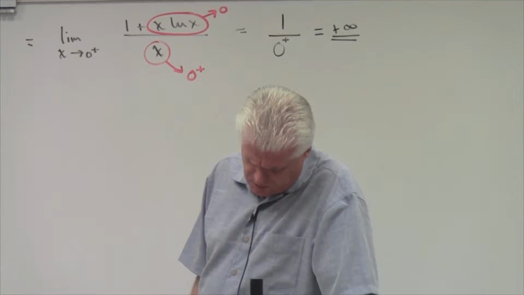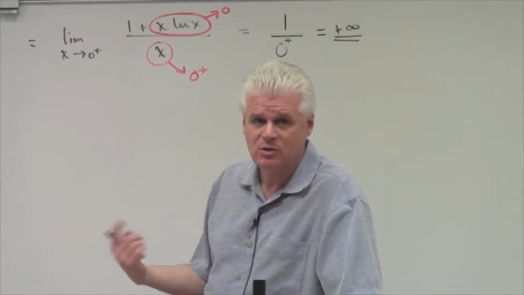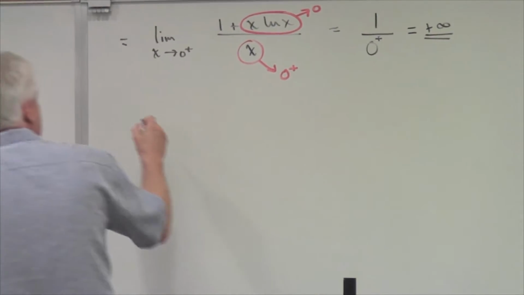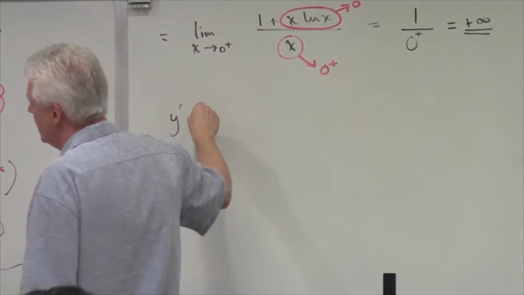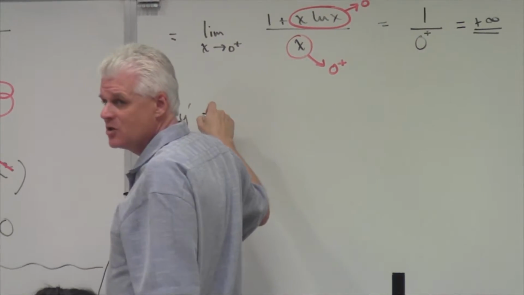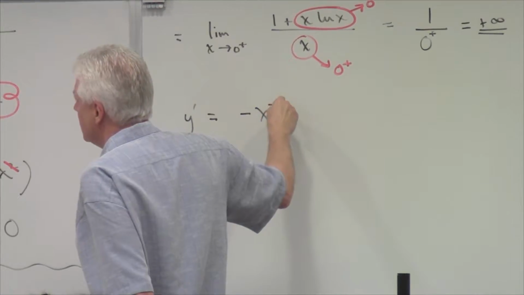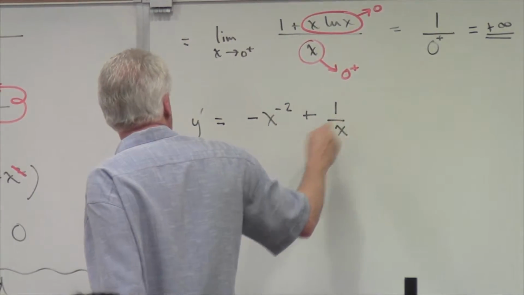Boy, that was a lot of work. Now we get at last into the calculus stuff. So we start taking derivatives, y prime, y double prime, all that stuff. So y prime, the derivative of the original function. Think of that 1 over x as x to the minus 1. What's its derivative? Negative x to the negative 2. And log x's derivative is 1 over x.